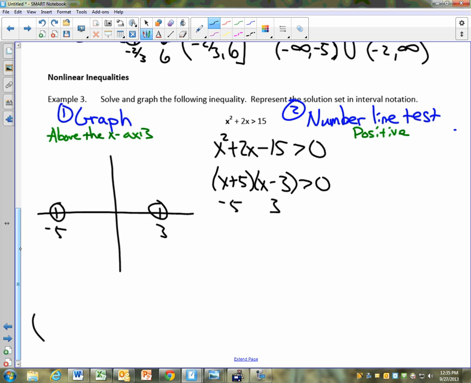Now, does this parabola go up or does it go down? Why does it go up? Because the x squared is positive. Not because it's set greater than 0, but because the x squared is positive. So therefore, when I draw my graph, I want to draw it going up. Now that I have a basic sketch of the graph, I can now understand this.